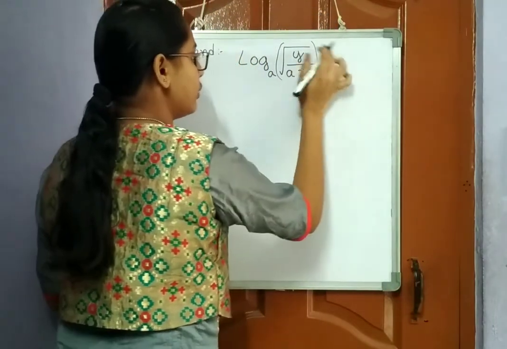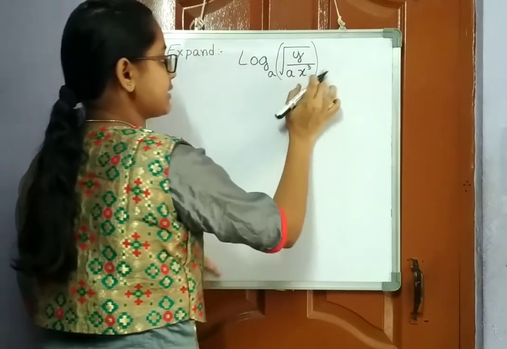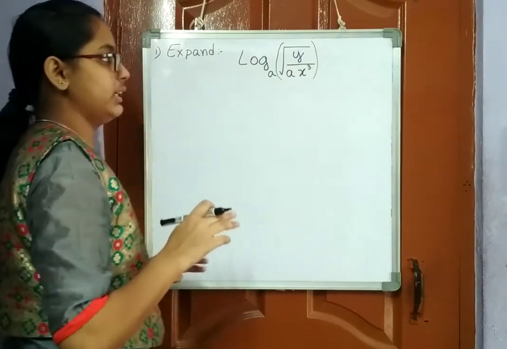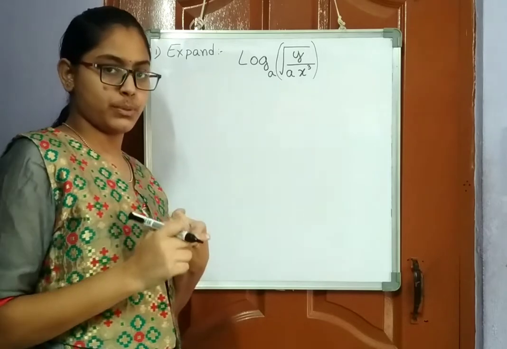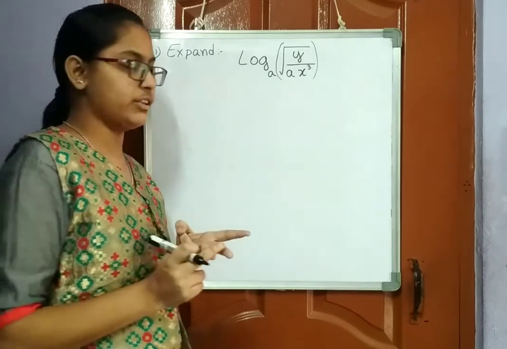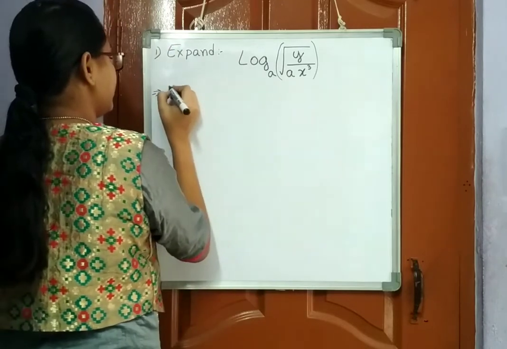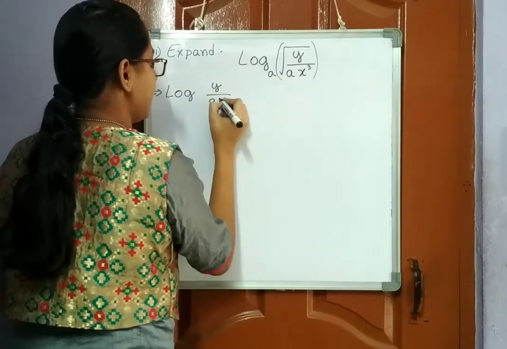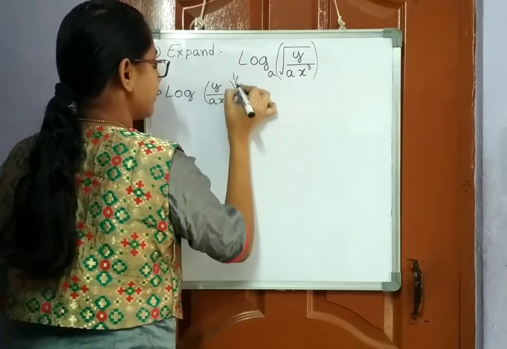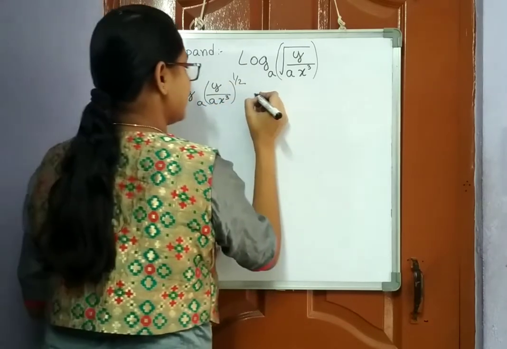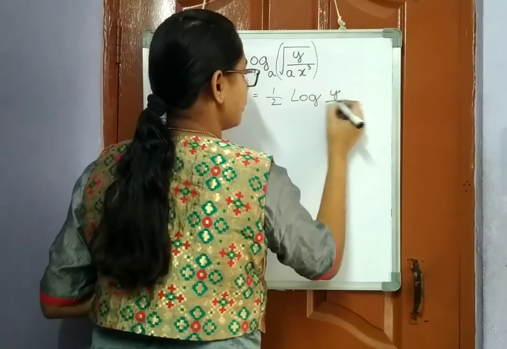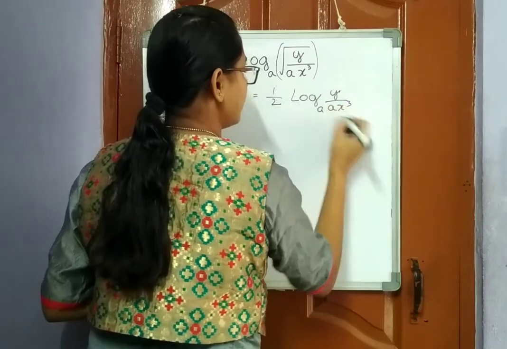Let's take a look at our next example here, that is log of root of y by ax cube, to the base a. So here we need to apply three rules, that is the quotient rule, product rule and power rule also. Let's see what we can apply here. This can be written as log of y by ax cube, to the power of 1 by 2, to the base a. Applying the power rule we will get half of log y by ax cube to the base a.